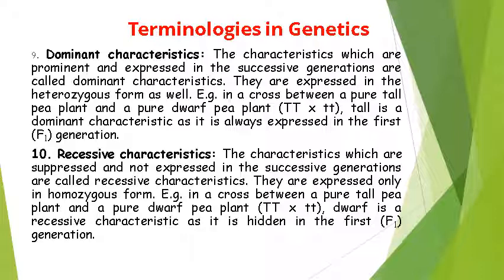For example, in a cross between a pure tall plant, that is capital T capital T, and a pure dwarf plant, that is small t small t, what we observe is the first generation is capital T small t, and all plants are tall. Recessive characteristics are those which are suppressed or not expressed in the successive generations. They are expressed only in homozygous condition. So when we cross capital T capital T with small t small t, the first generation we get is all tall plants, and the recessive character is hidden.